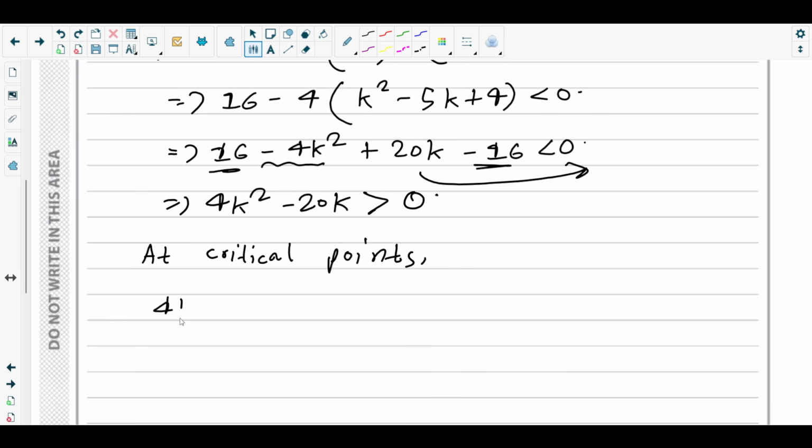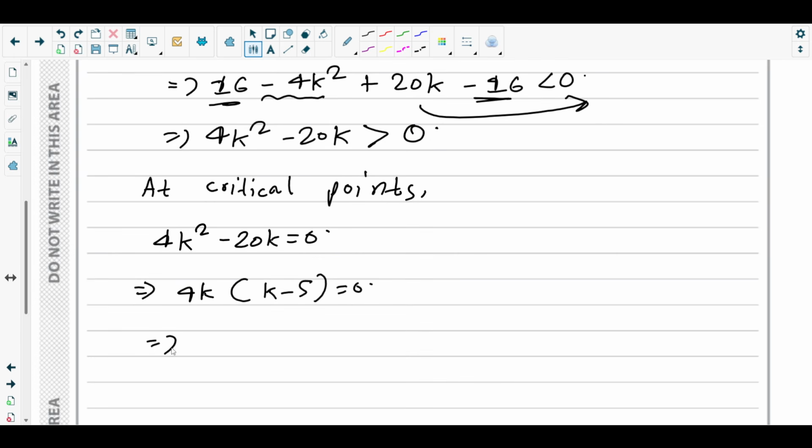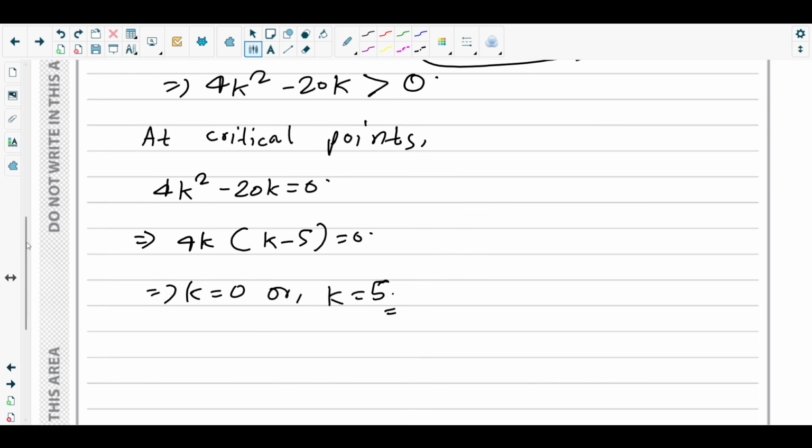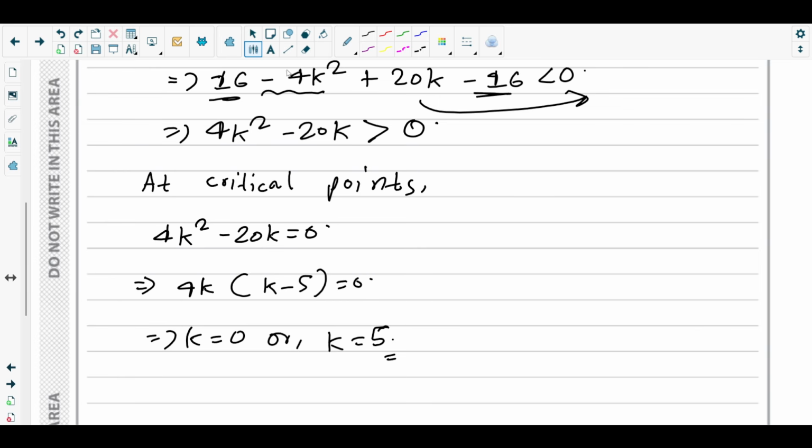Okay, so at the critical points we consider the expression equal to 0, so you can take 4k common, so that would be k minus 5 equals to 0. So either k equals to 0 or k equals to 5. Okay, now we got the critical points. Now we need to find out the set of values.